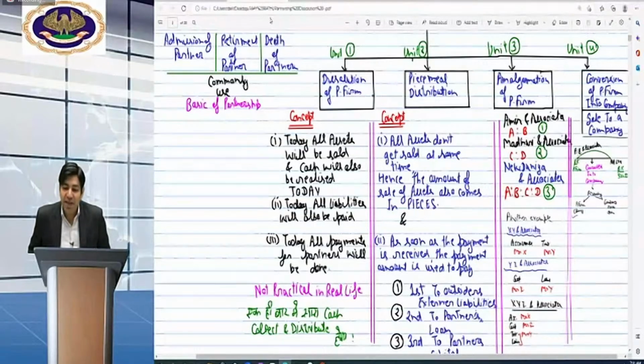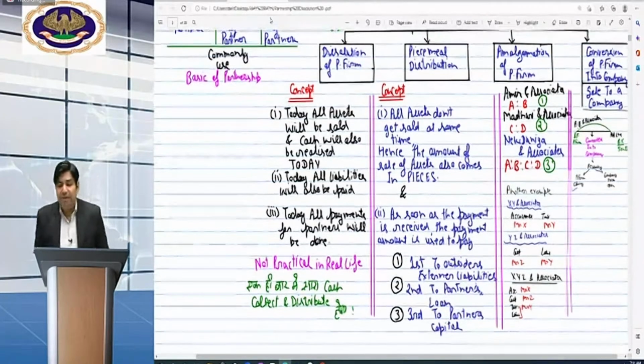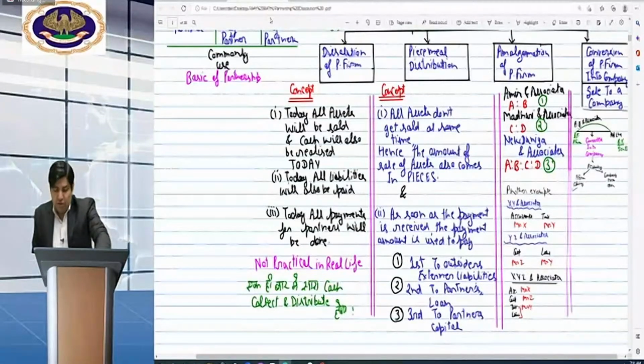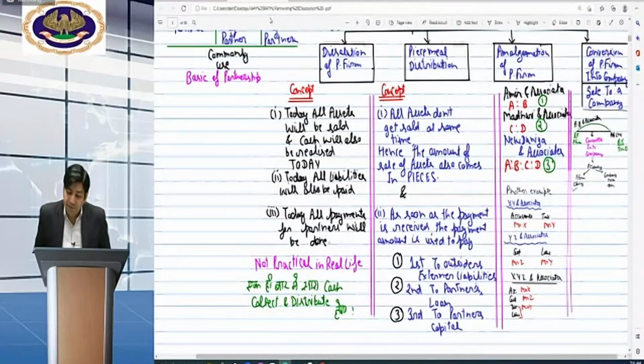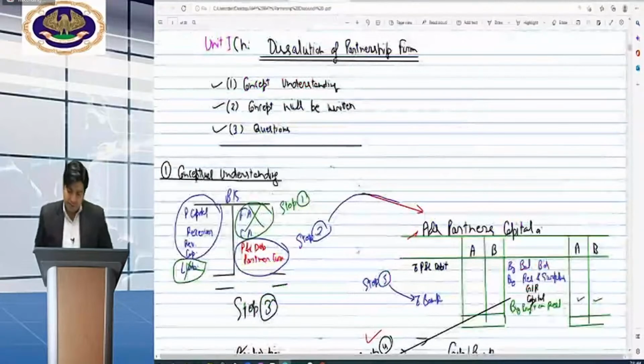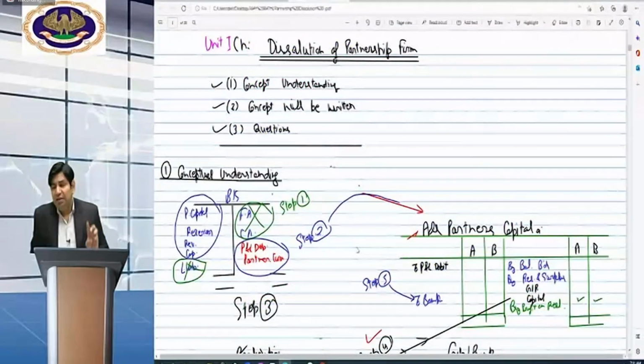Anyways, this was the brief up to now. What we did till the last class, we thoroughly discussed the conceptual part of Unit number 1, that is dissolution of partnership firm. In that, what I told you was that there will be three things.